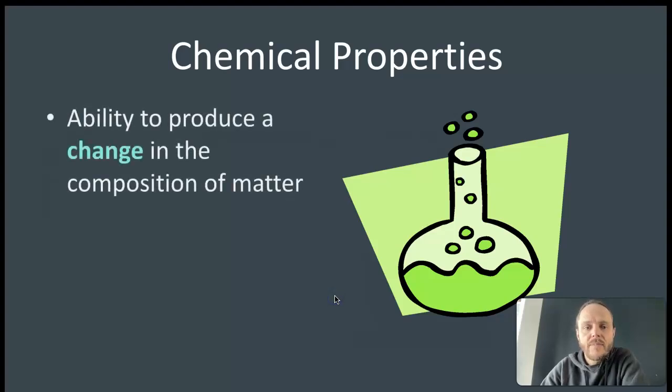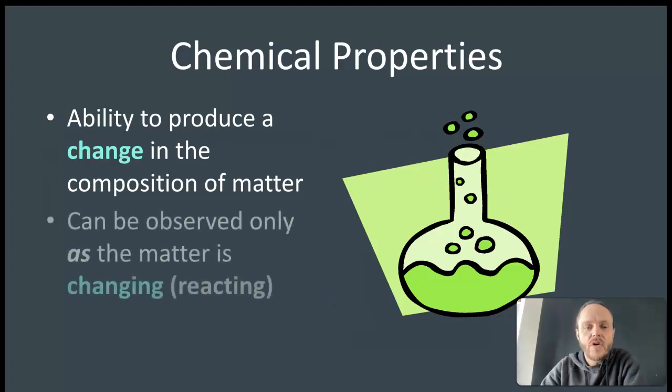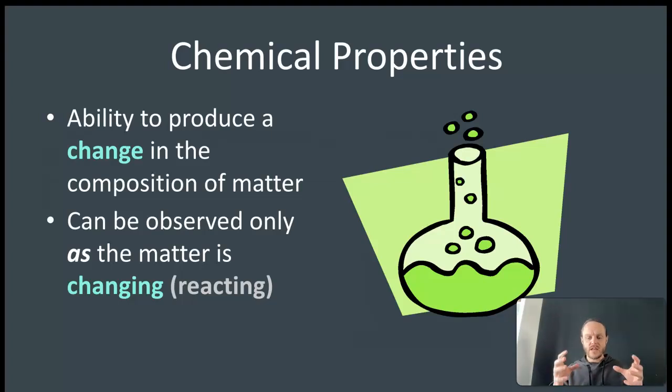Okay? A chemical property is the ability to produce a change in the composition of matter, meaning what the stuff itself is made of. It changes the stuff and you can't get it back. It can only be observed as the matter is changing or reacting. So whereas physical properties were just kind of like hardness, is it thick, does it flow easily with the viscosity, those types of things. Chemical properties are dynamic, changing, moving, reacting. All right.